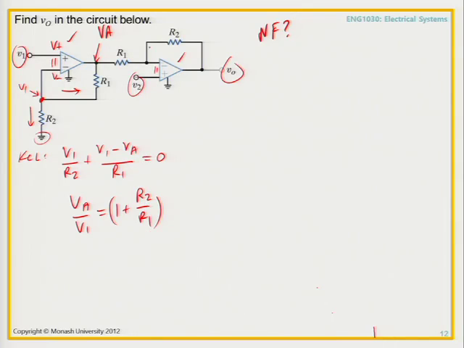Now, what do you think I should do over here? Why don't we do a Kirchhoff's current law over here? Is it R2 on R1 or R2? Yep, you're right. R1 on R2. Thank you. I just noticed that.